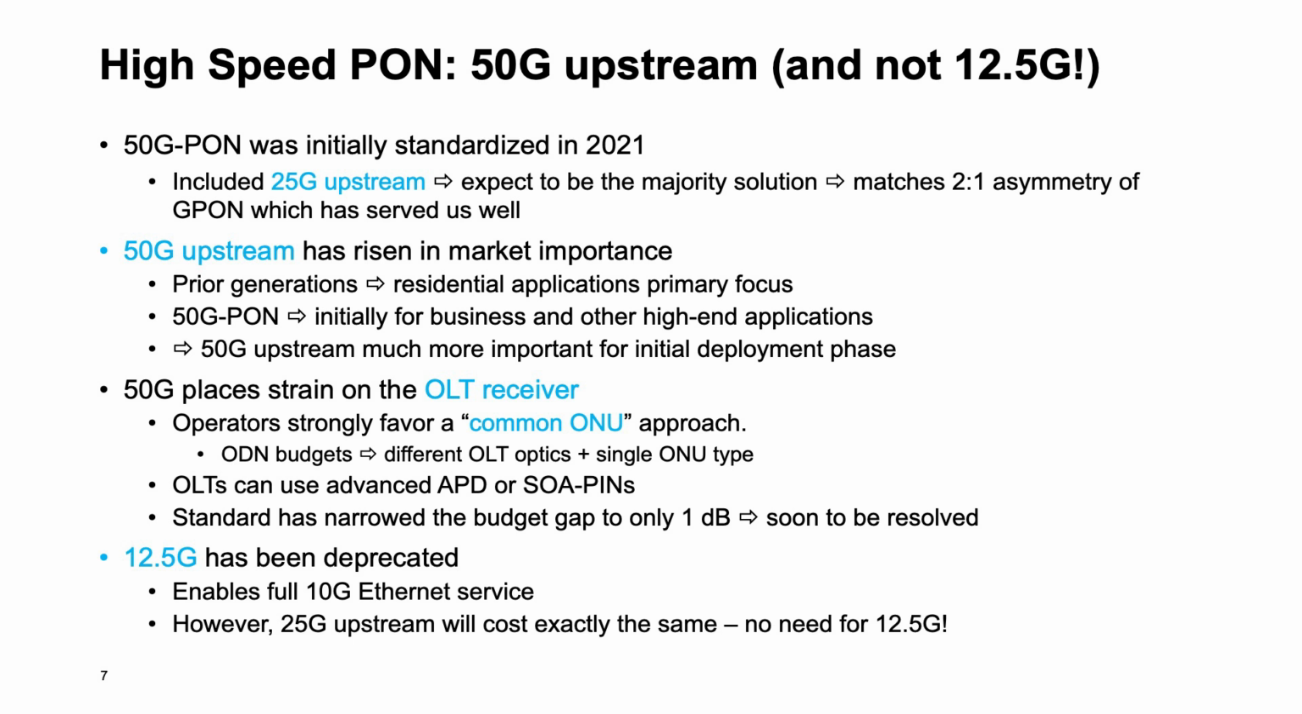At the beginning of 50G-PON, we thought that maybe 12.5G was an interesting line rate. Maybe it could provide a very cost-effective upstream rate for certain users. But actually, it's turned out that with the evolution of 25G technology, you can pretty much offer the 25G rate for almost the same cost as you could the 12.5G. So service providers are not really interested in the 12.5G anymore, so that is now being deprecated within the standard. So we'll just have 25G and 50G upstream rates.